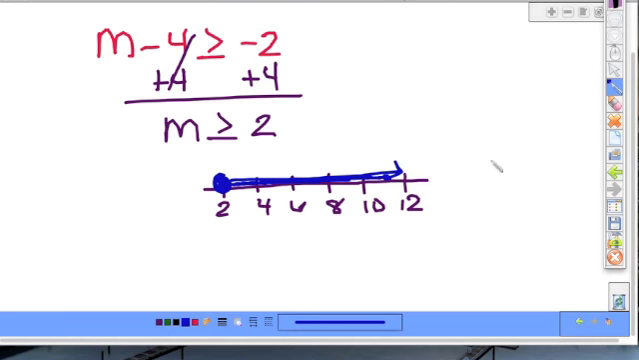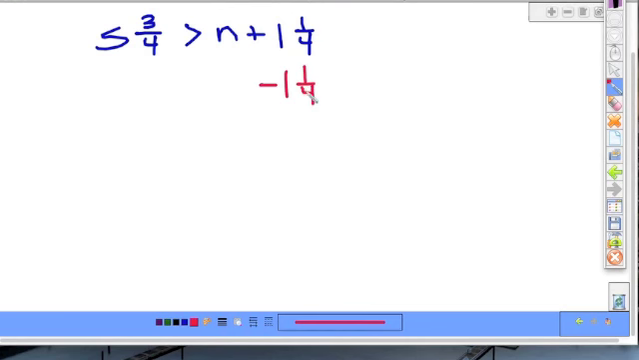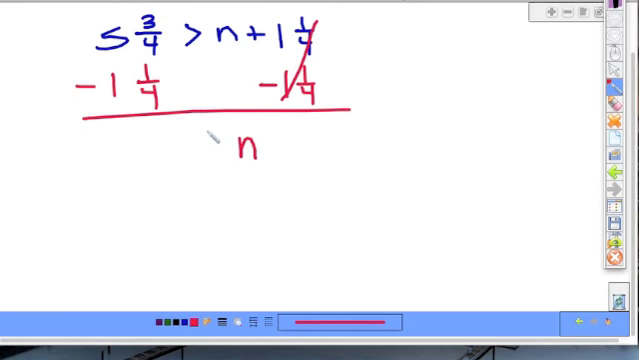Now let's try one that has maybe a fraction, because fractions always throw kids off for some reason. So let's go ahead and look at those. We have 5 3/4 is greater than n plus 1 1/4. Well, the first thing we want to do is get the variable by itself, so we need to subtract this 1/4. So we're going to subtract 1 1/4. What you do to one side, you do to the other. These cancel. The n falls down. Inequality falls down, and now we get to solve.